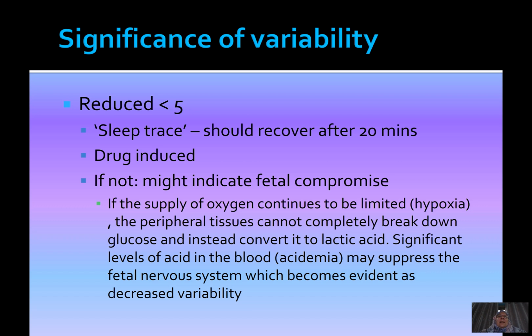So reduced variability indicates fetal compromise, or might indicate fetal compromise. The variability is an expression of the sympathetic and parasympathetic nervous system of the baby, and if you have hypoxia, you find that there's an accumulation of lactic acid, and this leads to the appearance of this reduced variability.